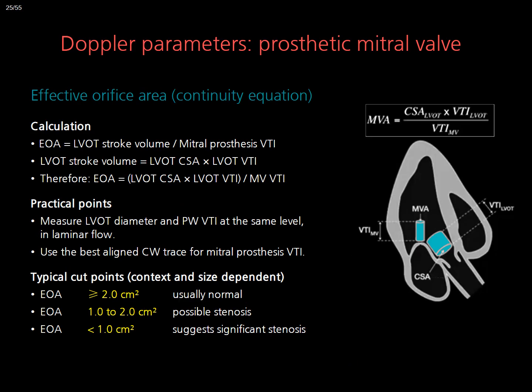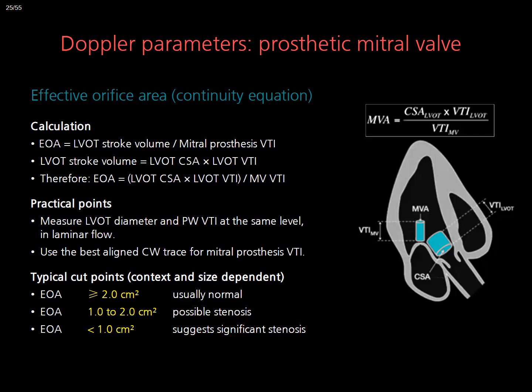For prosthetic mitral valves, EOA is best estimated using the continuity equation. We take stroke volume from the LVOT and divide it by the VTI through the mitral prosthesis. That gives EOA as LVOT area times LVOT VTI, divided by mitral prosthesis VTI. Accuracy depends on measuring LVOT diameter and PWVTI at the same level in laminar flow.